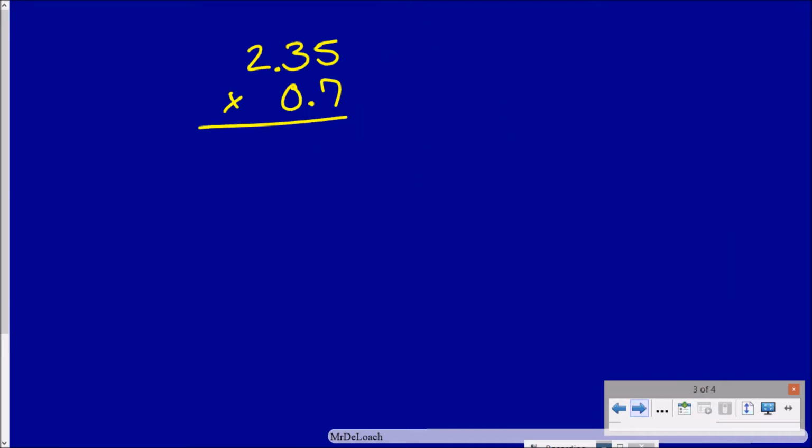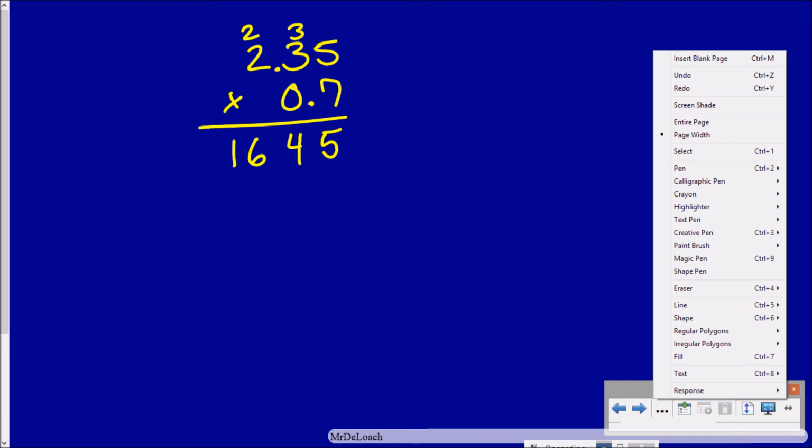Alrighty, so let's jump into some standard algorithm with some shortcuts. So we have the number 235 and 7 tenths. I did not worry about lining up the decimals. I lined up the digits, and now I'm just going to multiply. 7 times 5 is 35. Carry your 3. 7 times 3 is 21, plus 3 is 24. Carry your 2. 7 times 2 is 14, plus 2 is 16.